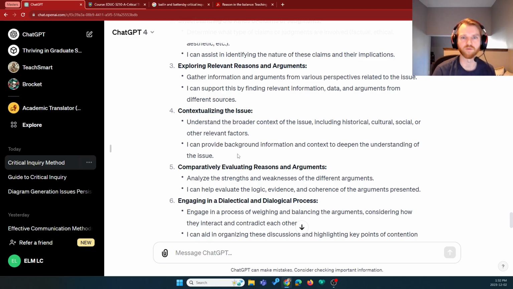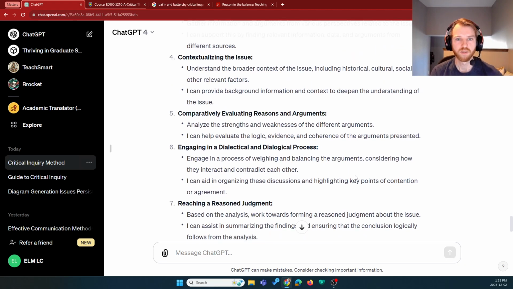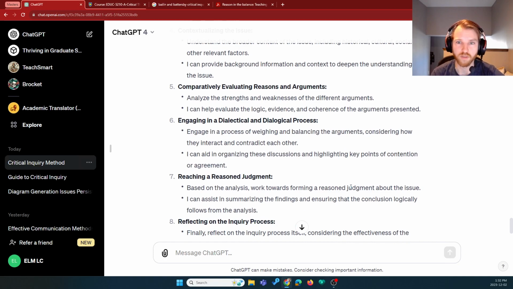The other ones, I do think it will be able to help us identify some information. It's kind of similar to using Wikipedia in that way: you can't trust it too much, but you can fact check what it's saying and go to the sources. It can really help lead you to those sources. But when it's talking about evaluating the reasons and arguments, I think it'll be fairly strong at that, especially if we give it specific prompts about identifying fallacies or errors in reasoning. So, engaging in the dialogical process: it can aid in organizing these discussions and highlighting key points of contention or agreement.